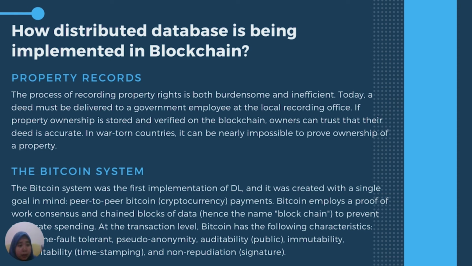And lastly is the Bitcoin system. The Bitcoin system is the first implementation of DLT. It was created with a single goal in mind, peer-to-peer Bitcoin cryptocurrency payments. Bitcoin employs a proof of work, consensus, and chain block of data, hence the name blockchain, to prevent duplicate spending. At the transaction level, Bitcoin has the following characteristics: Byzantine fault-tolerant, pseudo-anonymity, auditability, public, immutability, accountability, time stamping, and non-repudiation signature.